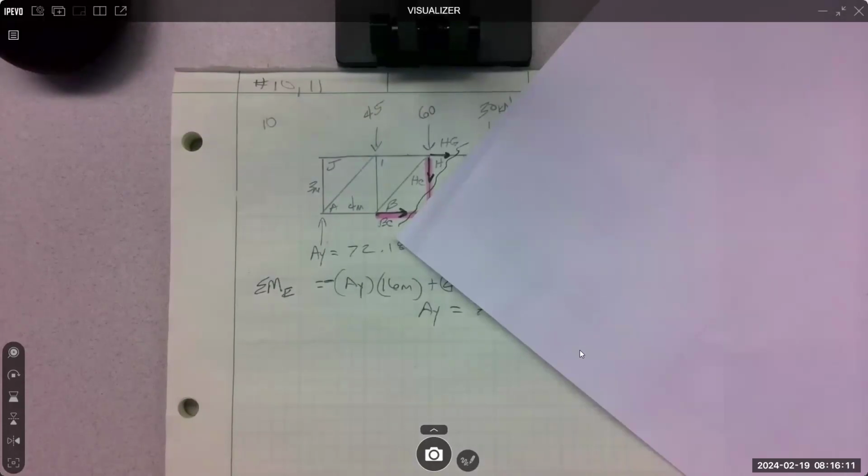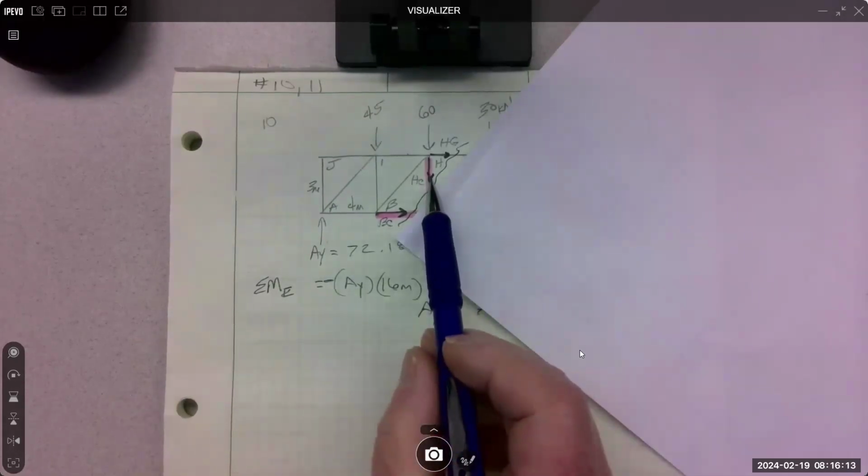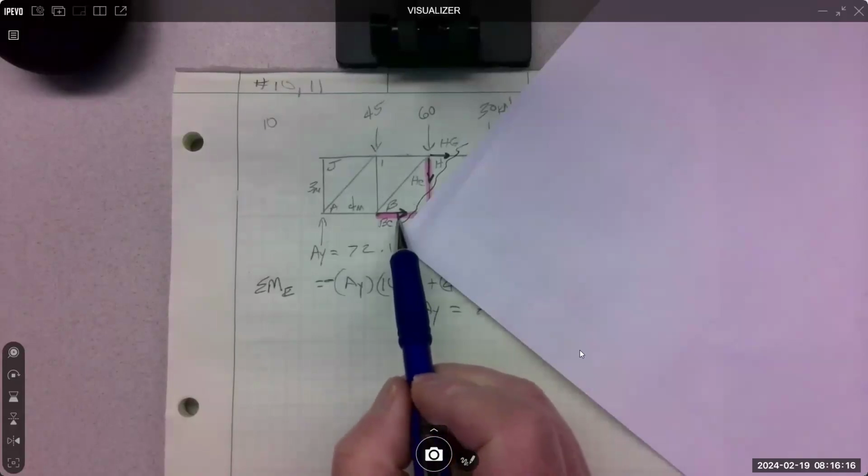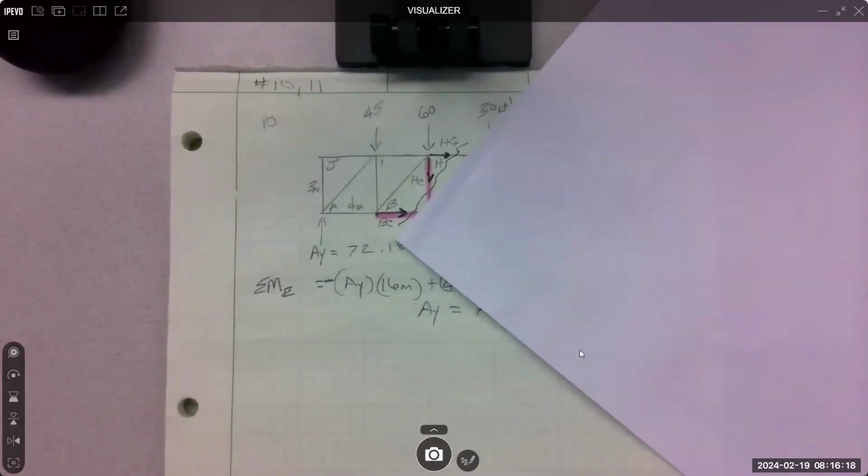We need the pink ones, HC and BC. HC I did, the total of the FY. The thing I like about this is I look at BC and it's all in the X. And I look at HC and it's all in the Y. HG is also in the X. So X's we can't do anything with. So the moment's a good idea because we'll have to get there. But if we see the HC is all alone in the Y, go for that right away.